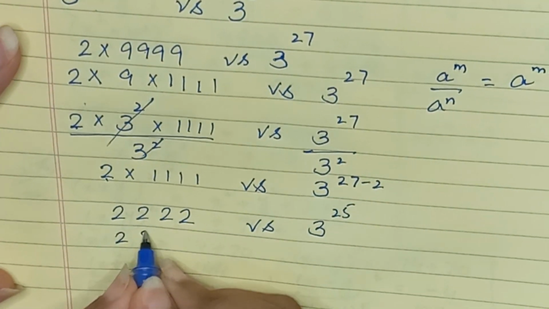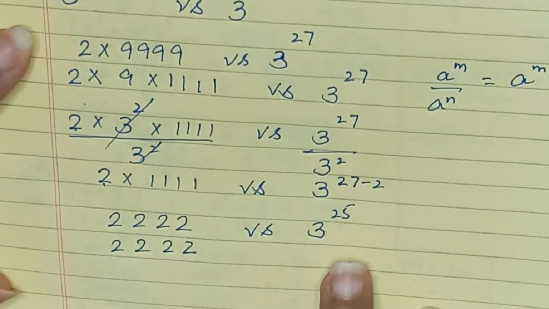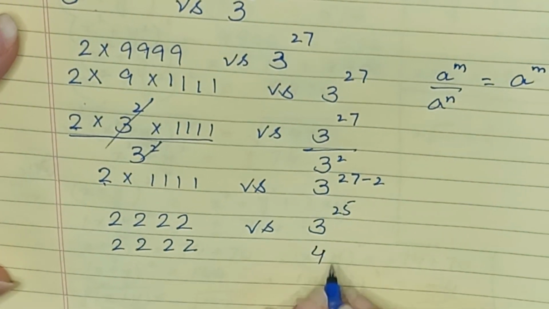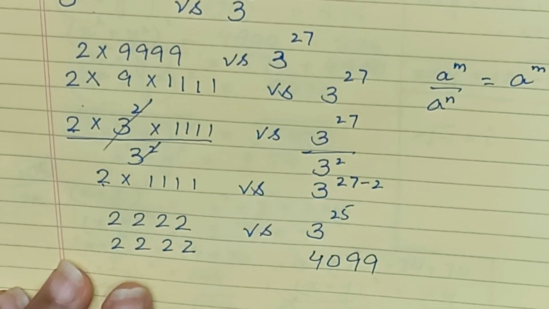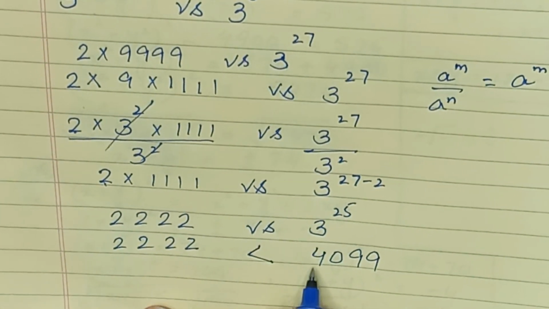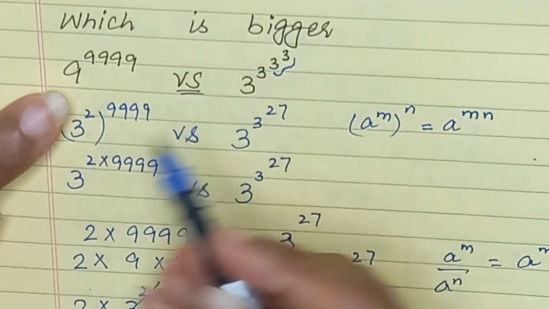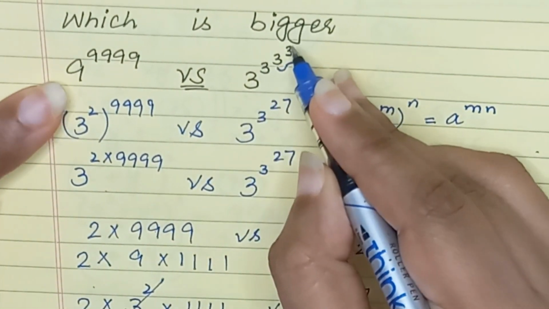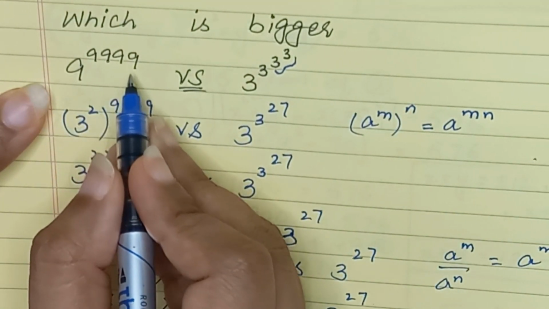So 2222 and 3 raised to the power 25, which is much larger. Now we can see here 2222 is less than 3 raised to the power 25. It means 3 raised to the power 3 raised to the power 3, and 3 again raised to the power 3, is bigger than 9 raised to the power 9999.